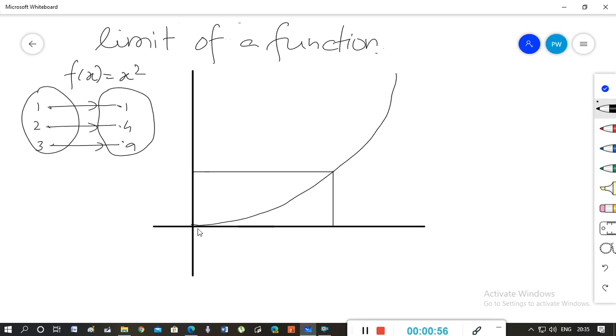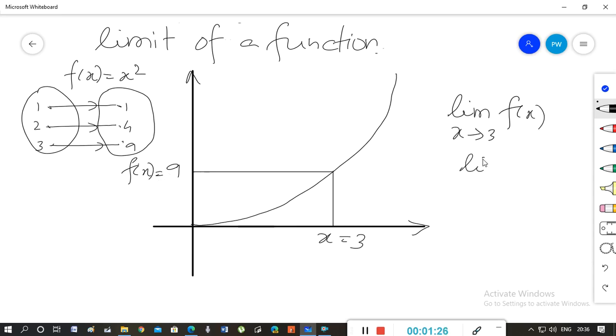These x values are plotted along the x axis. Of course, I haven't considered the proper units; units may be different for the different axes. So let's say x is equal to 3 is over here and y is equal to 9 is over there. f of x is equal to 9. So I'll try to elaborate what you mean by a limit of a particular function. In this case, we'll try to find the limit of x tends to 3 of x square.